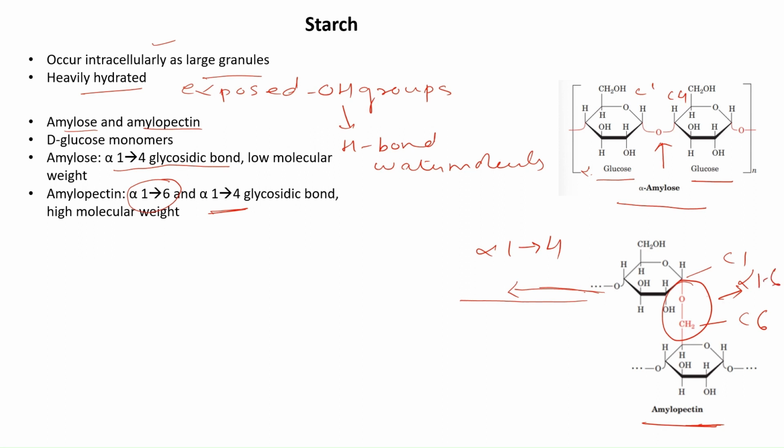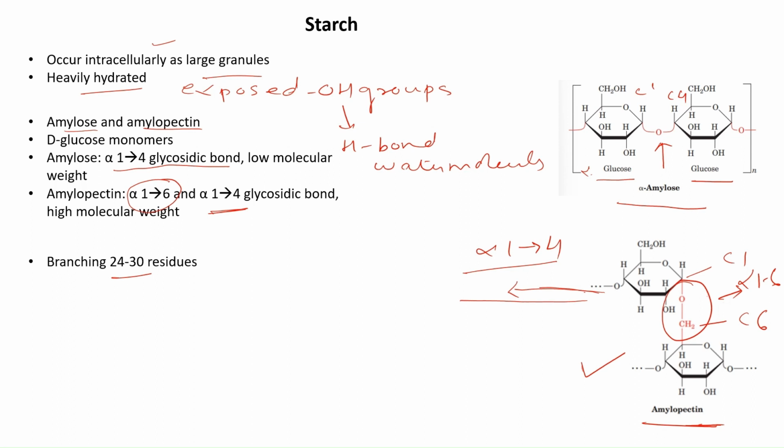So starch consists of amylose, which has alpha 1,4 glycosidic bonds, and amylopectin, which has alpha 1,4 and alpha 1,6 glycosidic bonds. All the glucose units are connected to each other by alpha 1,4 glycosidic bonds. Wherever branching occurs, one glucose is connected with the other glucose through an alpha 1,6 glycosidic bond. Branching occurs after approximately 24 to 30 residues, where there will be one branch.